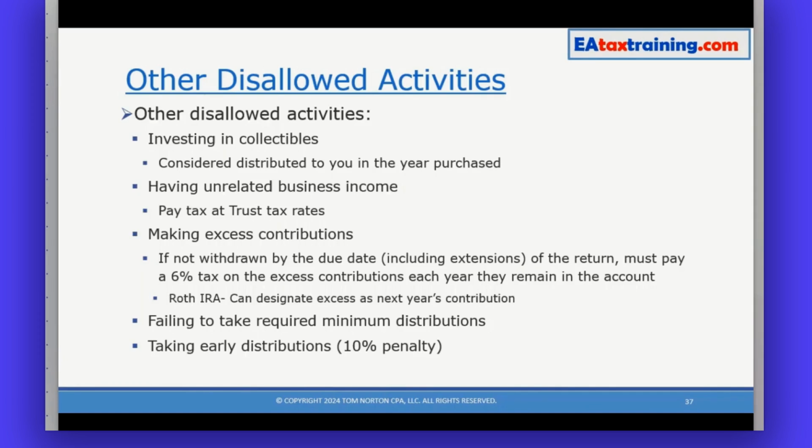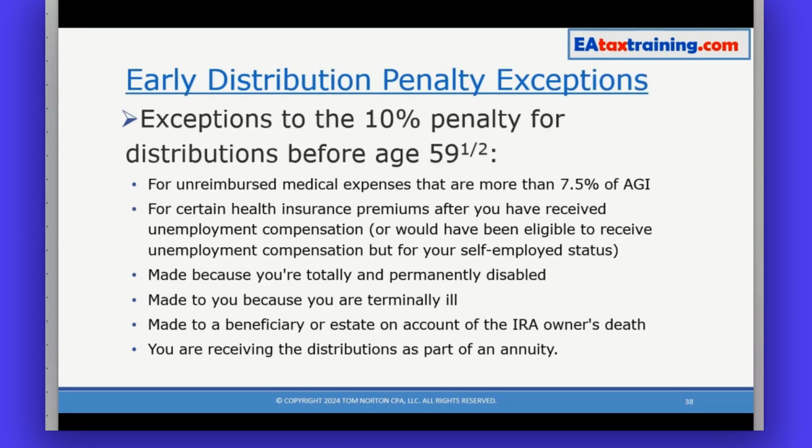Other disallowed activity is failing to take your required minimum distribution. We talked about that and the 25% penalty that you may have to pay if you don't take your RMD. And then also, you are not allowed to take early distributions, so before age 59 and a half. And for that, there is that 10% penalty. However, remember, earlier I said there are some exceptions to that 10% penalty. That's what we're going to talk about now.